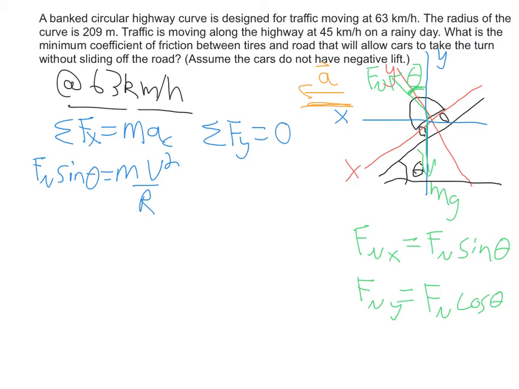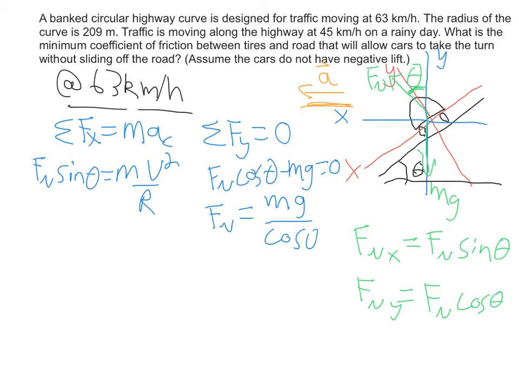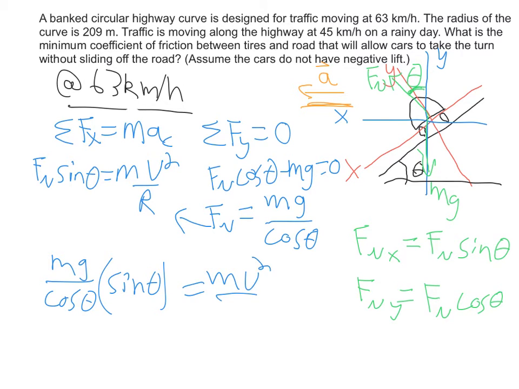So let's go over to our sum of the forces in the y. In the y direction, we have the normal force times the cosine of the angle theta minus mg equals 0. Right? So you can solve for the normal force algebraically: it will just be equal to mg, the weight, over the cosine of the angle theta. If you plug that in over in this equation here, we have mg over the cosine of the angle theta times the sine of the angle theta equals mv squared over r.